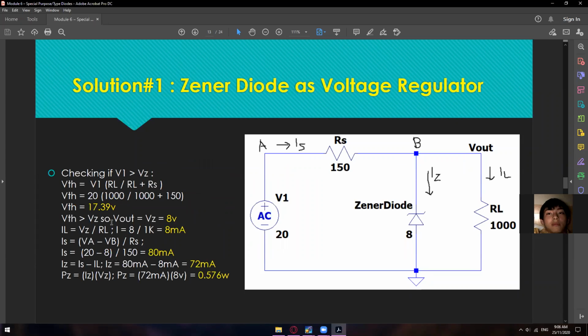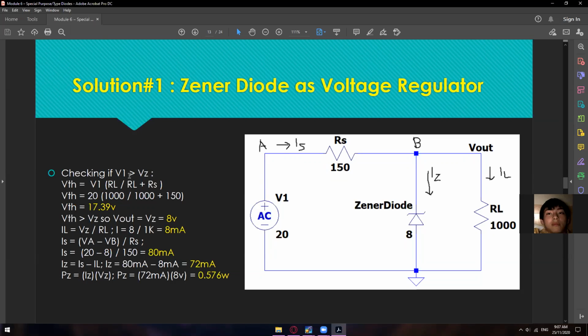In here, I will only show you the breakdown operating Zener voltage. I will not show you the conventional way of computing, which is forward bias. We will only compute for the reverse bias, since we're using a Zener, so this one should be working with reverse bias only. The very first step that you need to do is check whether your V1, or voltage source, is greater than the voltage of the Zener.